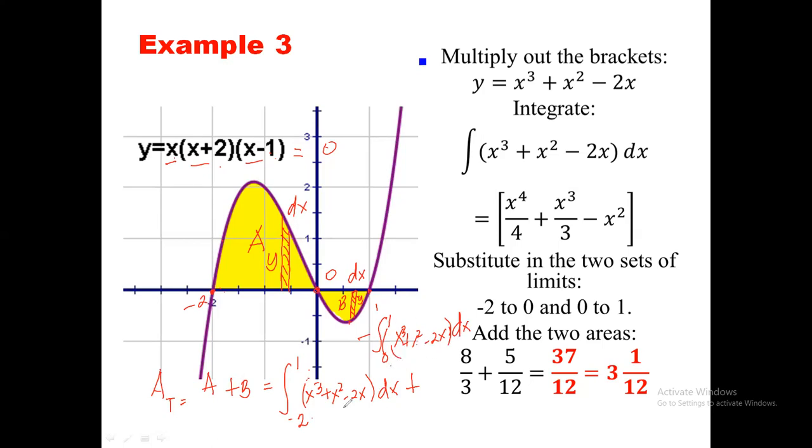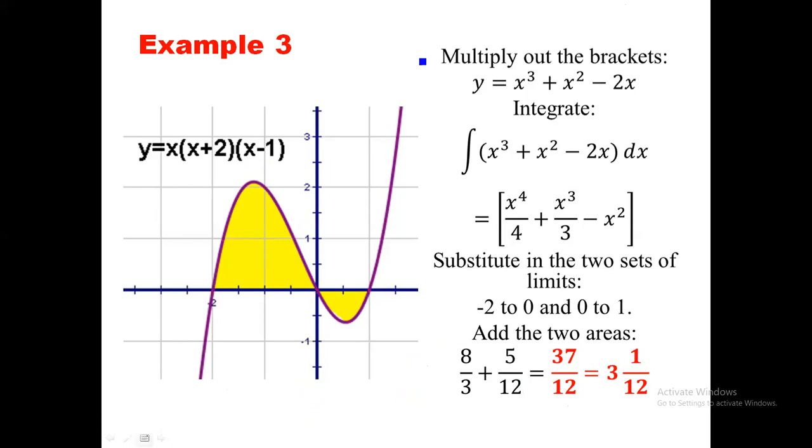So if you're going to process these two integrals, you should be getting 37 over 12. I think I made you determine that already last meeting. Your answer should be 37 over 12 for the sum of the two areas. Do you have any question? Okay, if there's none, we will continue.